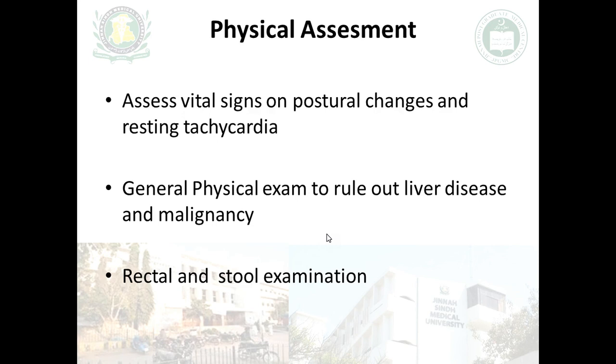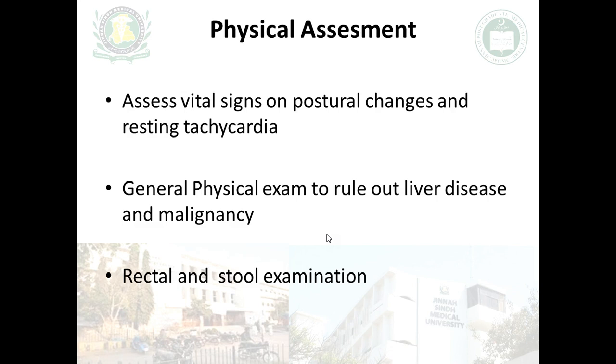The most important thing in a physical assessment is vitals. For a patient who is bleeding, especially profusely, blood pressure and pulse should be recorded. Check for postural hypotension: whether the patient has dizziness when you take the blood pressure while changing posture, sitting and then standing. If there is a significant difference in blood pressure, you will say this patient has postural hypotension, suggesting that the patient is bleeding profusely.